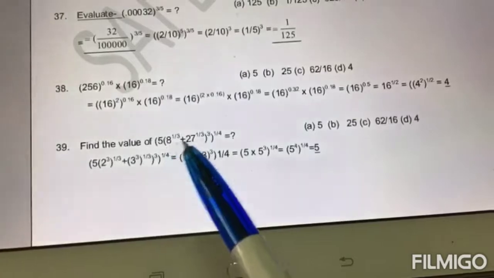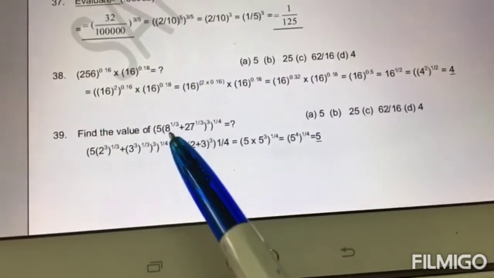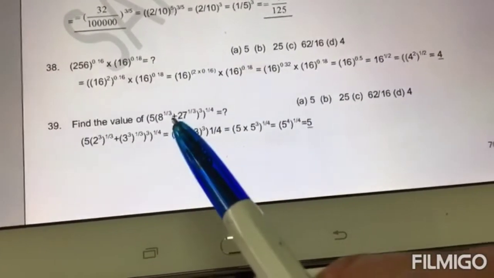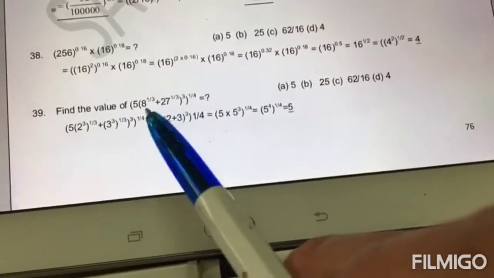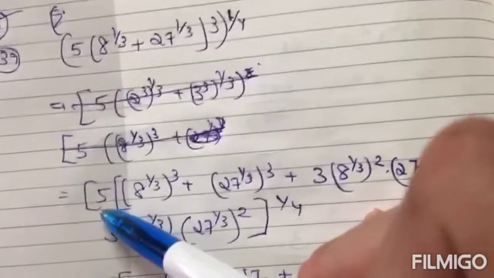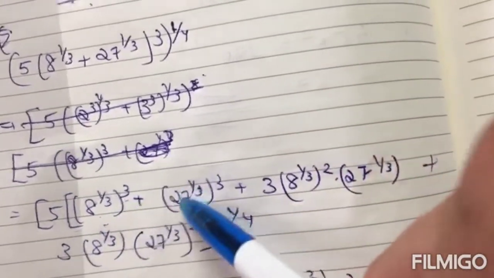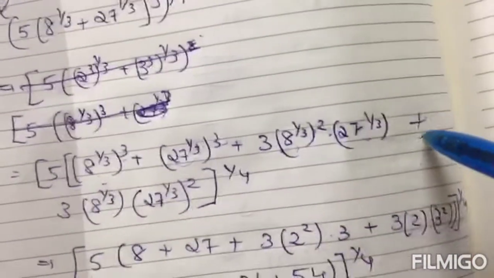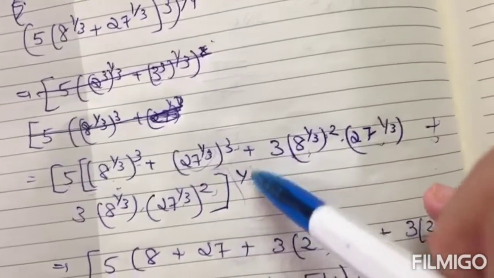Now this term, you can think of it as a plus b whole cube. What is a? 8 raised to 1 by 3. What is b? 27 raised to 1 by 3. Use the formula for a plus b whole cube, which is nothing but a cube plus b cube plus 3a square into b plus 3a into b square, the whole thing raised to 1 by 4.